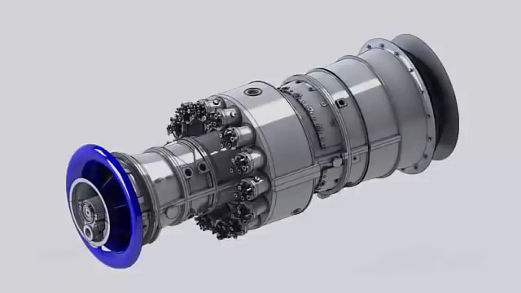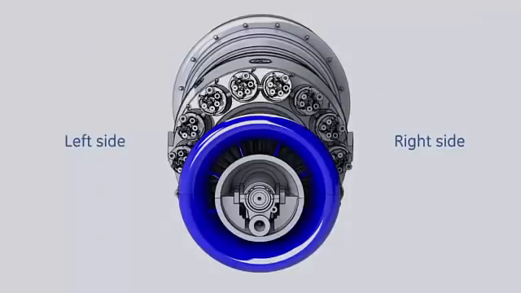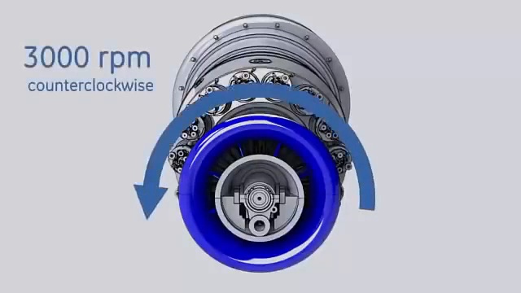This video will describe the main components of the gas turbine and its functional description. This gas turbine is also known as PG9171E. The shaft of this gas turbine rotates at 3,000 RPM counterclockwise as viewed looking downstream.